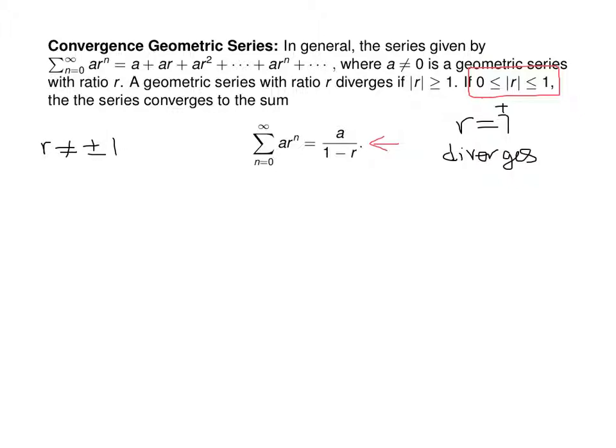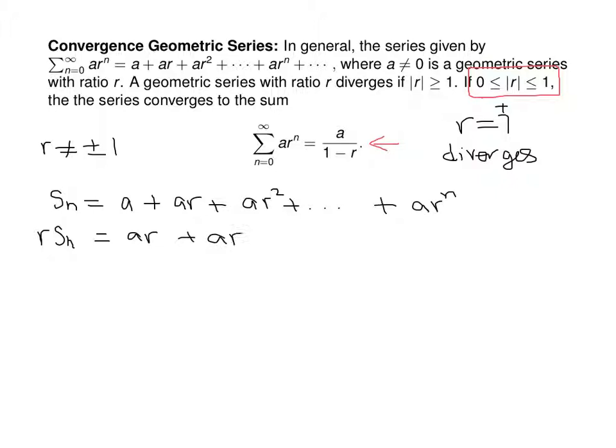So then the nth partial sum S sub n is given by a plus a times r plus a r squared plus up to a r to the n. And I'm going to take that sum and multiply it by r. So r S sub n will be ar plus ar squared plus up to ar to the n plus 1.